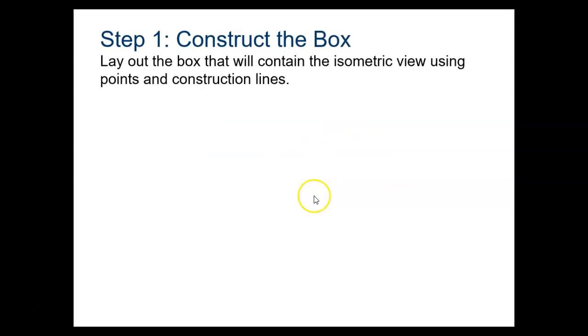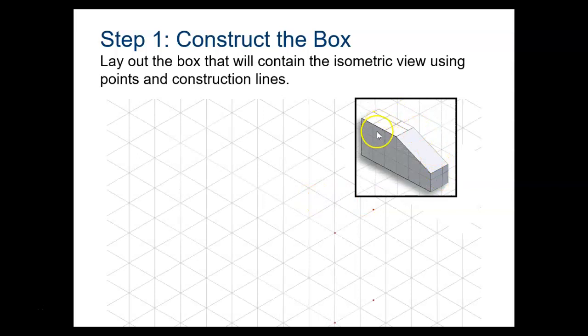Construct the box. Lay out the box that will contain the isometric view using points and construction lines. Here we have the object we're going to draw in isometric. On your isometric sheet, lay out these four points, and then draw construction lines. So you constructed your box. Pause the video and construct your box, and make sure to use very light lines.